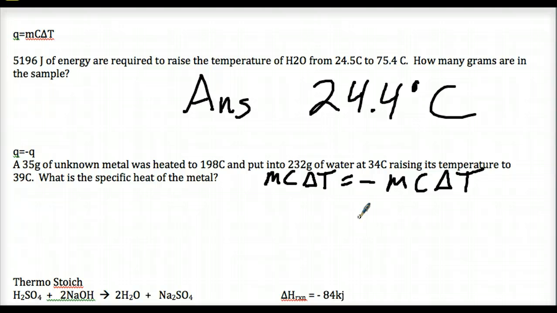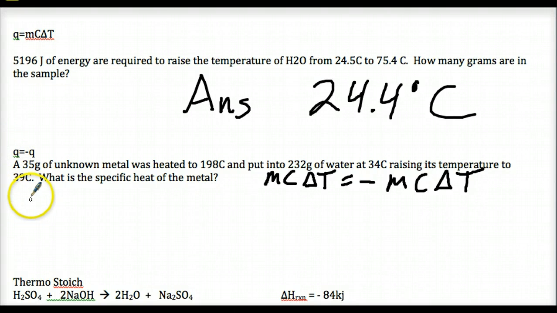All right, because one object is losing energy, okay, that would be the metal. It's hot, it's going to cool down. The metal is losing energy, the water is gaining. All right, one side must be negative. Typically, you would put that to the losing side. That would be the metal. Doesn't really matter, though. So the first thing you have to know is that these M's and C's are not the same. Okay, so we need a table for that.